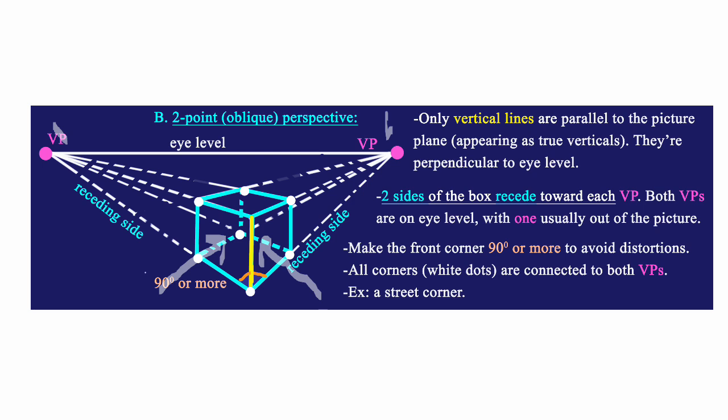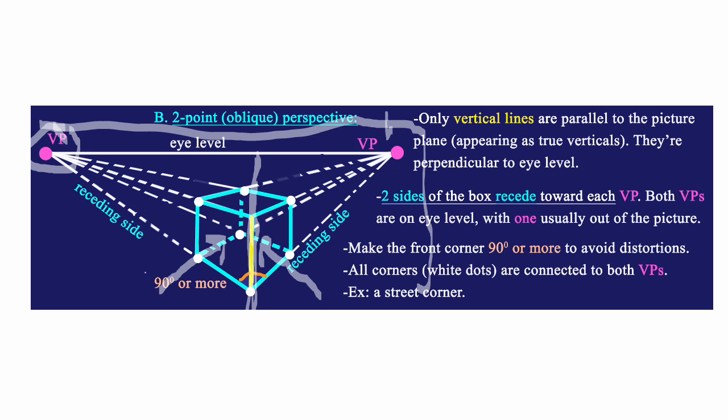Now, in two-point, there are true vertical lines, but no true horizontal lines. And as I said, there are two vanishing points, and usually one is out of the picture. If both of them were in, you could see how big this picture would have to be relative to the box to include both vanishing points. So usually we only see one of them, if any at all.